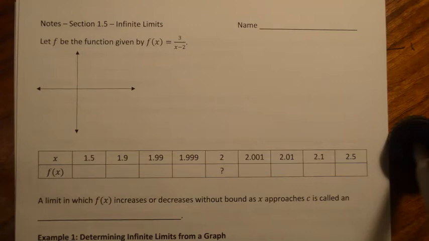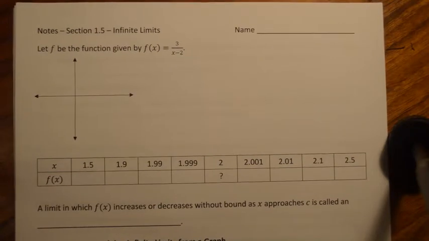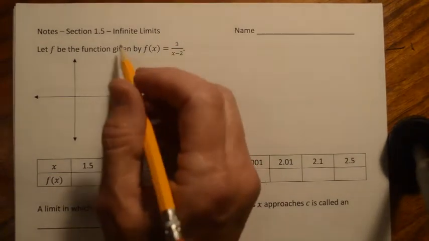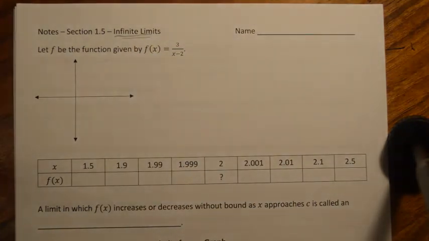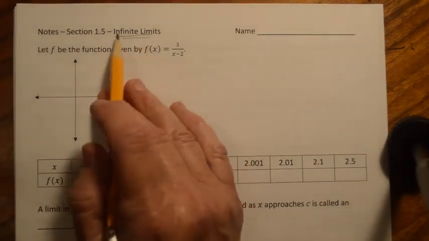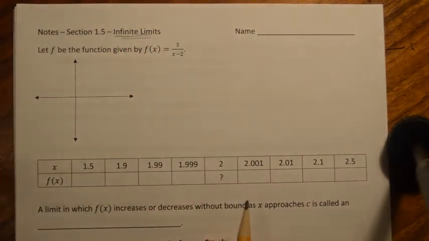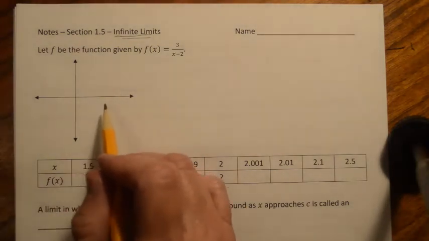Hello again. Let's take a look at the section 1.5 notes. Again, this is the last section in chapter 1, and it's about infinite limits. So not where we would have a finite limit, like let's say a function approaches 2 or -7, but these are when functions are going to approach infinity as we approach some finite value.